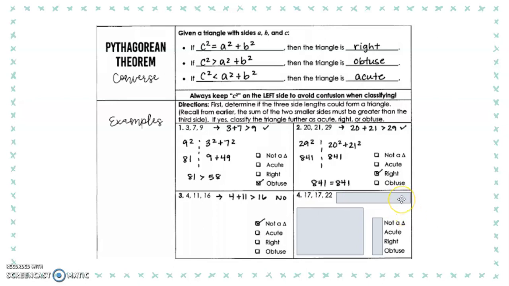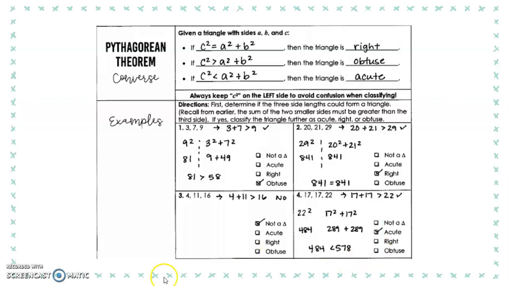Number 4, 22 is my larger side, so I'm going to add the smaller sides together. 17 plus 17 is larger than 22, so I know some type of triangle is formed. Figuring out what that triangle is, we're going to do 22 squared and then 17 squared plus 17 squared. I find that the left side is 484 and my right side is 578. In this case, my c squared is less than my a squared plus b squared. If it's less, then that means my triangle is acute.